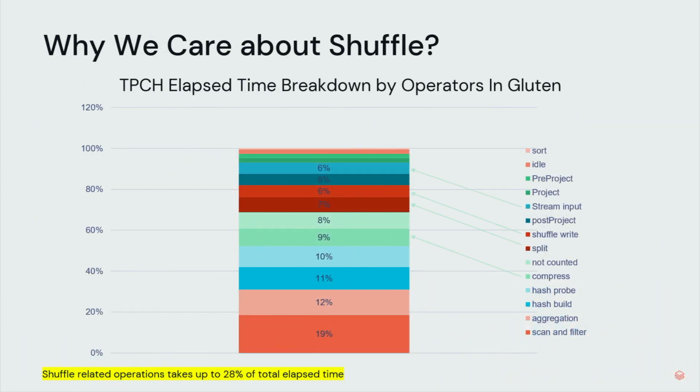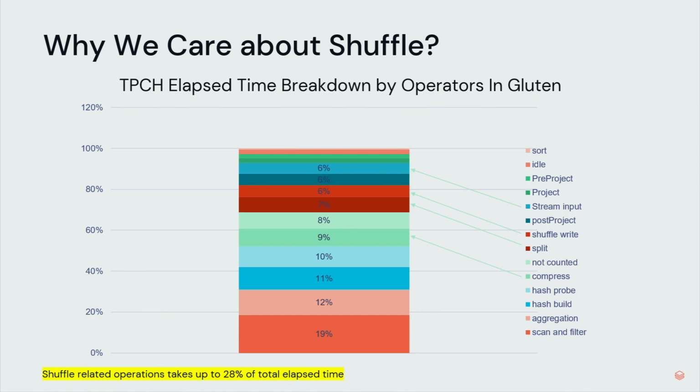Why do we care about the Spark shuffle? This chart is the latest performance data of the TPC-H breakdown, broken down by operators. In this test, there's no IO bottleneck. We use very powerful SSDs, and it's tested on a single node, so the CPU utilization can reach 100%.